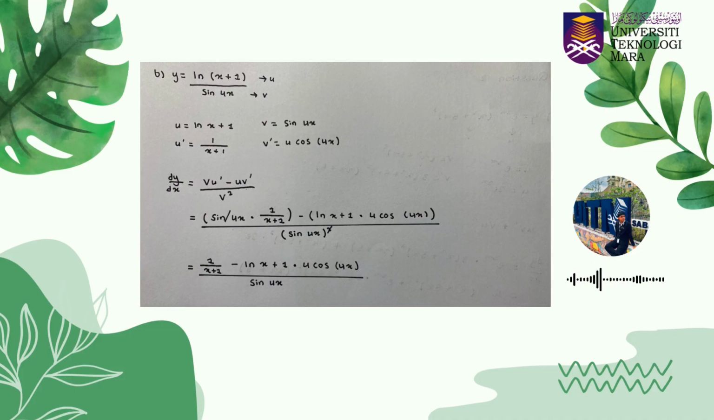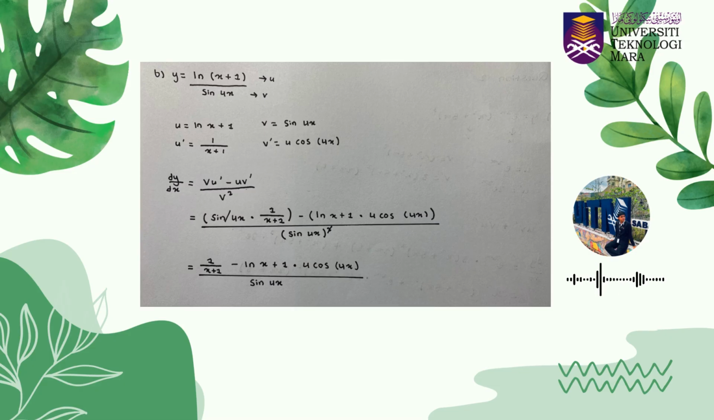The derivative of u is just 1 over x plus 1. For v, we use the chain rule again. The derivative of sine is cosine, and the inside function is 4 natural log x, so the result is 4 times cosine of 4 natural log x, all over x. Now we apply the quotient rule. Take v times u prime minus u times v prime and divide all of that by v squared.